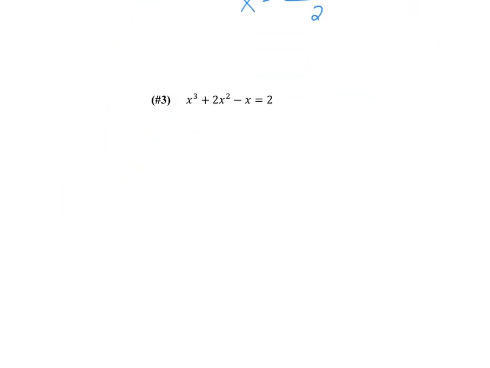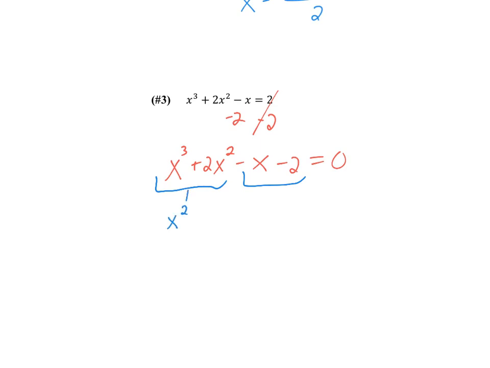And the last one, make it equal 0. So we're going to subtract 2 from both sides. X to the third plus 2x squared minus x minus 2 equals 0. That's step 1. We have 4 terms. 4 terms means we must do grouping. So group the first 2 and take out a GCF. The GCF is x squared. So we end up with x squared and then x plus 2 in the parentheses.